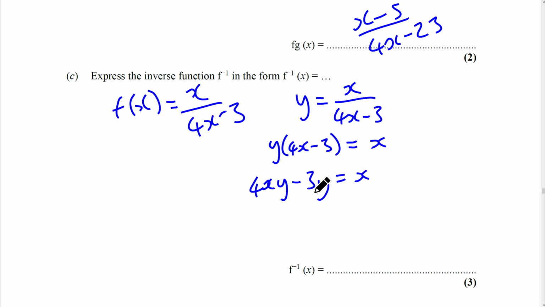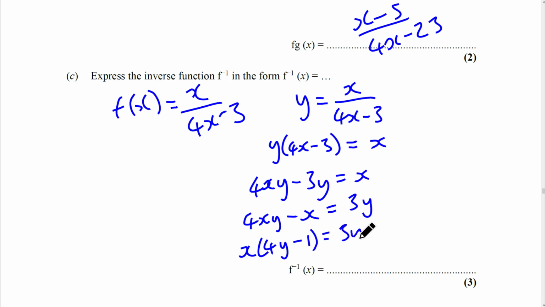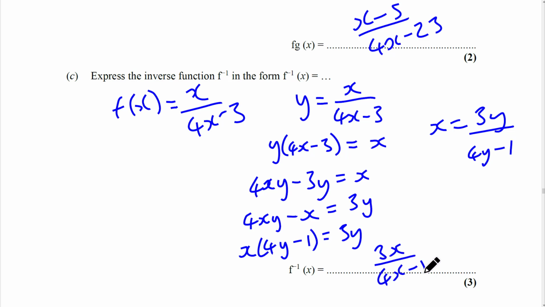We're almost there. Get all the x terms together on one side, so we're going to minus x on both sides. And I'm going to bring this 3y over, so that's going to turn that to positive 3y. We factorise this here, so we just take the x out. That's 4y minus 1 equals 3y. Then we know we divide out by 4y minus 1. So we get x equals 3y divided by 4y minus 1. And we just replace the x with the y now. So the answer will be 3x over 4x minus 1. Well, that's a nice 3 marks.